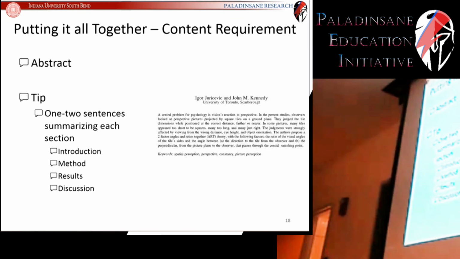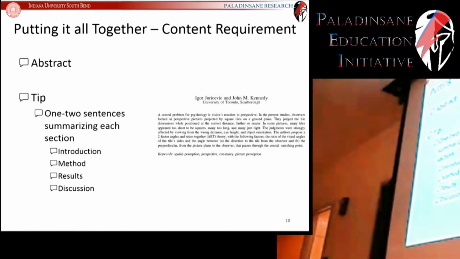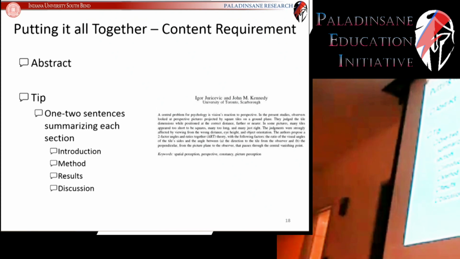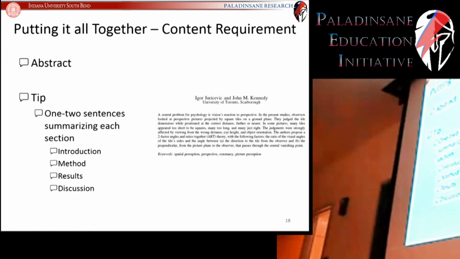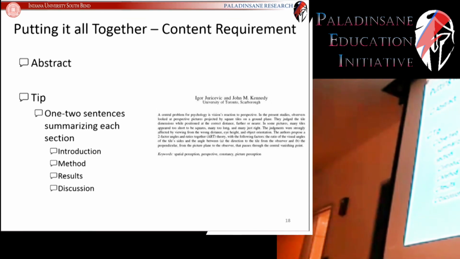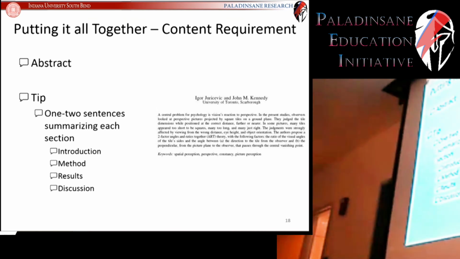And we start the results. In some pictures, many tiles appeared too short to be square, many too long, and many just right. The judgments were strong, so that's one sentence. The judgments were strongly affected by viewing from the wrong distance, eye height, and object orientation. 2 sentences. Results are done. Finally, the authors propose a 2-factor angles and ratios together art theory with the following factors: the ratio of the visual angles of the tile size, blah, blah, blah, all the way down through the central vanishing point. One final sentence for the discussion section. 6 sentences in all, we have our abstract done.